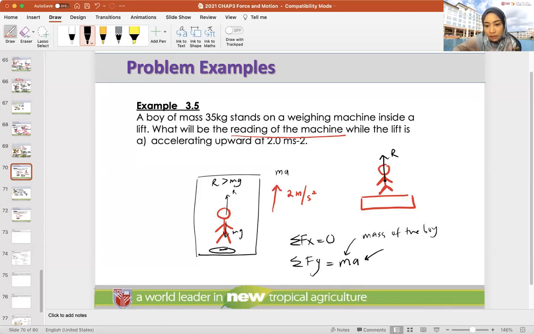And this would be the acceleration of the boy. Since he is in the lift, he would accelerate together with the lift. So it would be the acceleration of the lift. So this would be, I don't have space. Wait a moment.